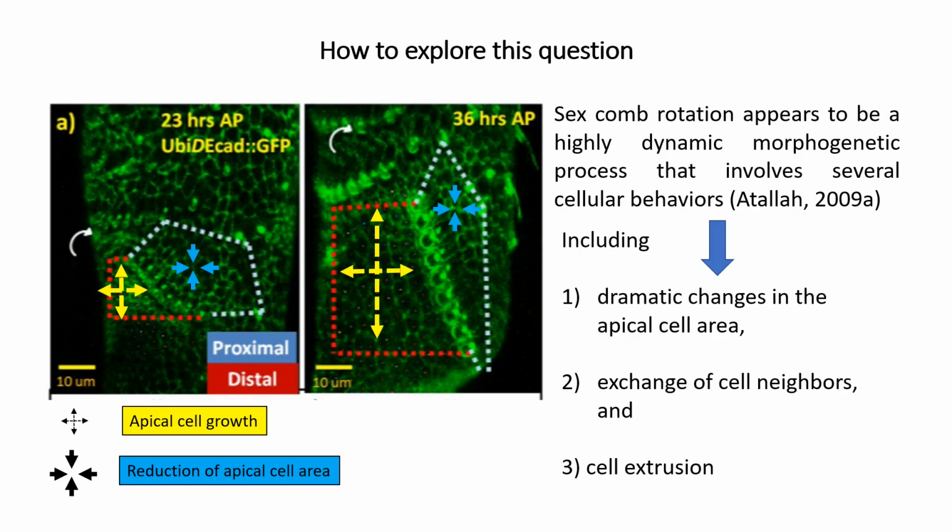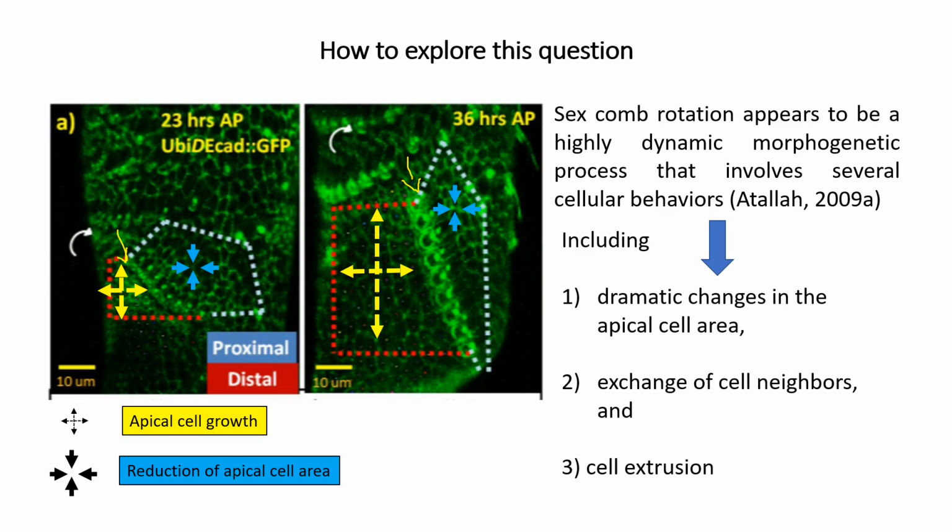And how are we going to explore this question? We're going to use as a system the Saxon rotation. So let me walk you through these two pictures. Here is a picture of the fructose lake, and each one of these green polygons are cells, epithelial cells. And this structure that you see here is called the sexcom.